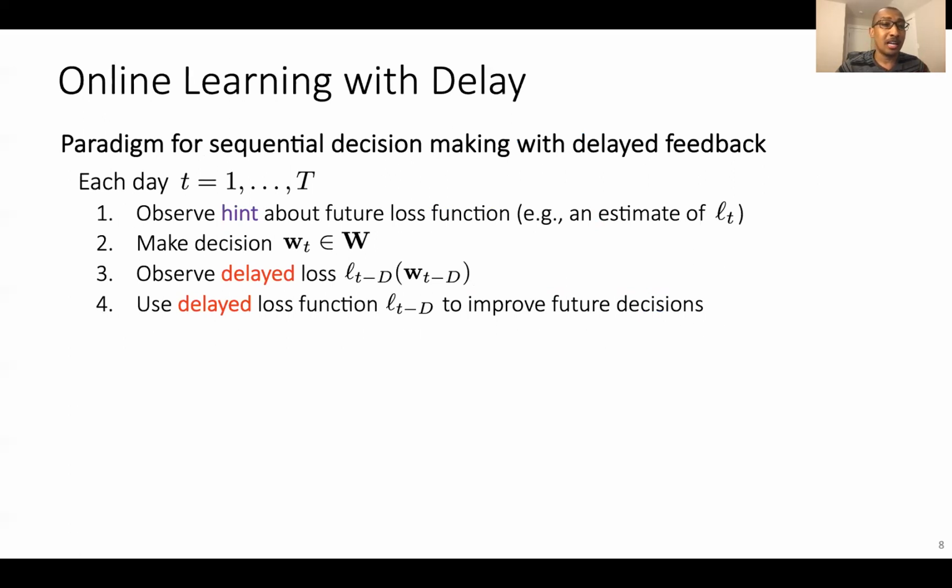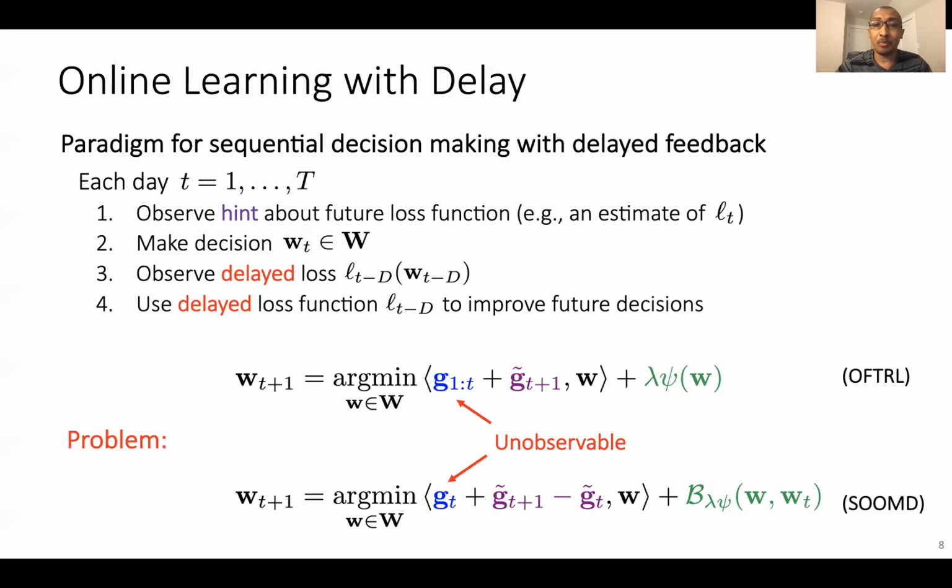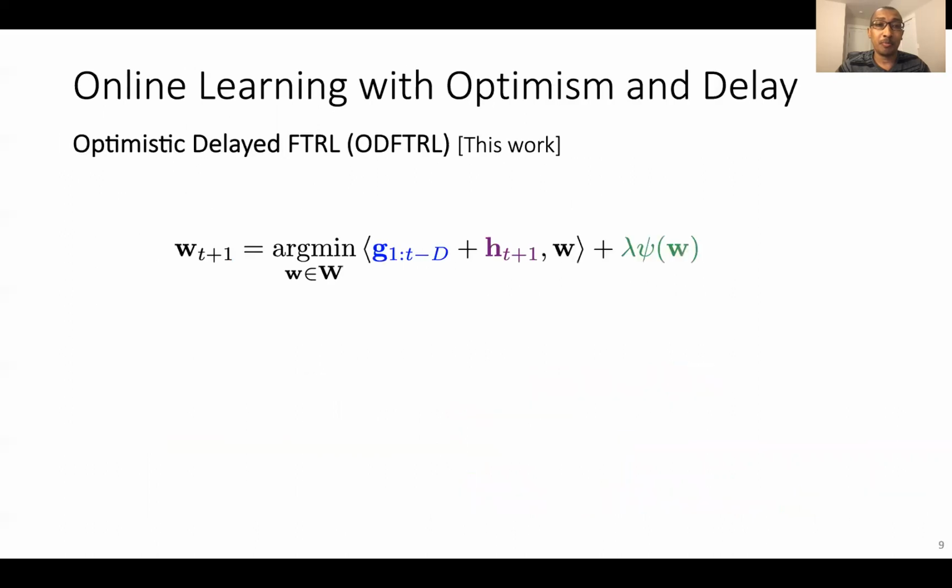Okay, so I make my decision. I observe the loss that I incurred D time steps ago, and now I still have access to that stale loss function to improve my future decisions. But this is somewhat problematic because those two optimistic algorithms that I just showed you rely on immediate feedback, and so they're currently unimplementable. The feedback that they require is not yet observable because of delay. So what can we do? Well, a natural thing to do is to modify your algorithms to just make use of the gradient information that we have available. And so we're going to consider two optimistic delayed algorithms.